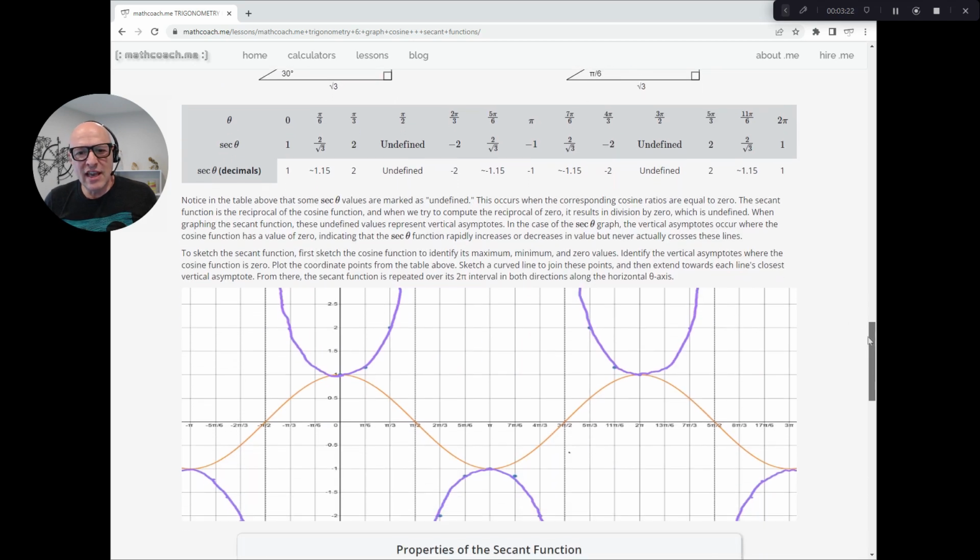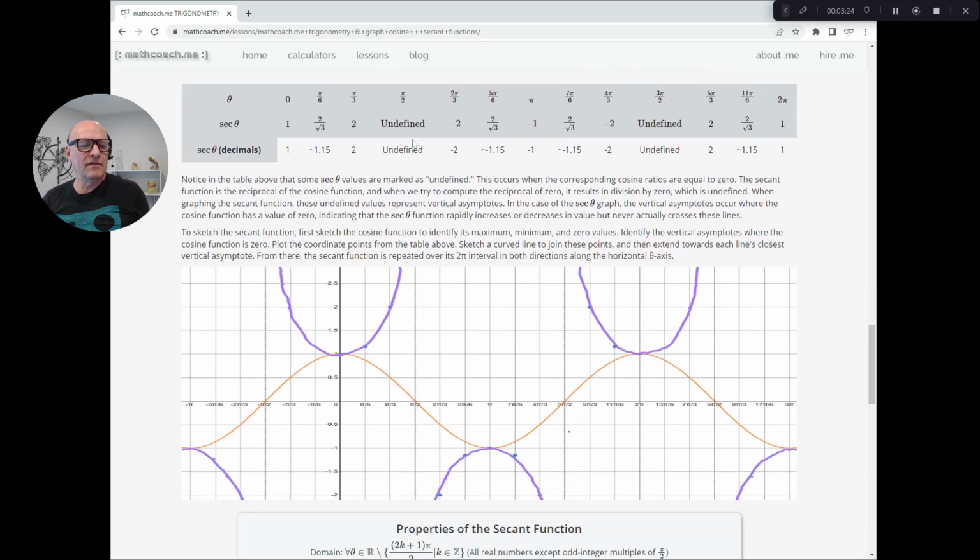You might use this table one time to plot this, but basically the right way to plot your secant function and to draw it on graph paper is to first draw the cosine function. So get good at the cosine function. Everything is based on the cosine and sine function.